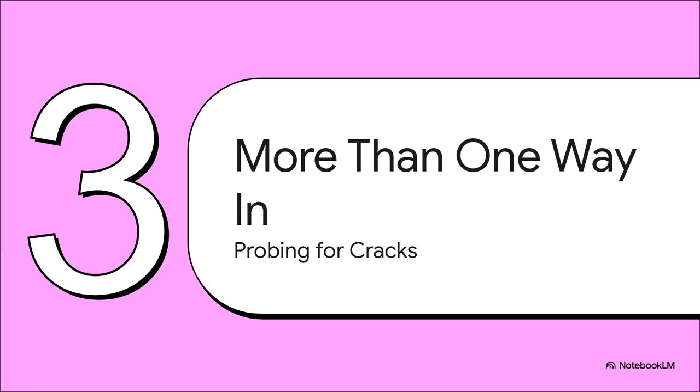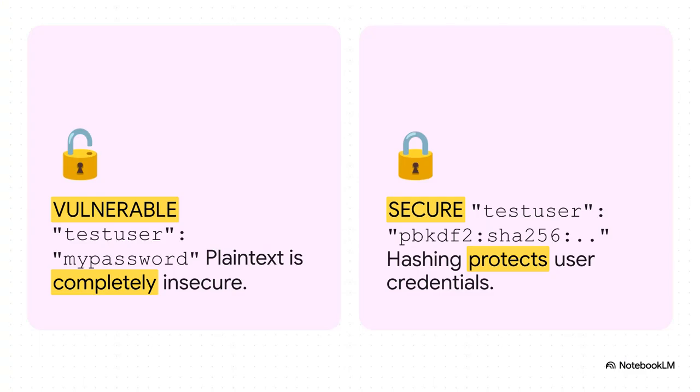Whether they got through the front door or not, they're immediately going to start tapping on the walls, checking the windows, and looking for any other cracks in the foundation. They want every possible way in. And the next thing the report checks is password storage.